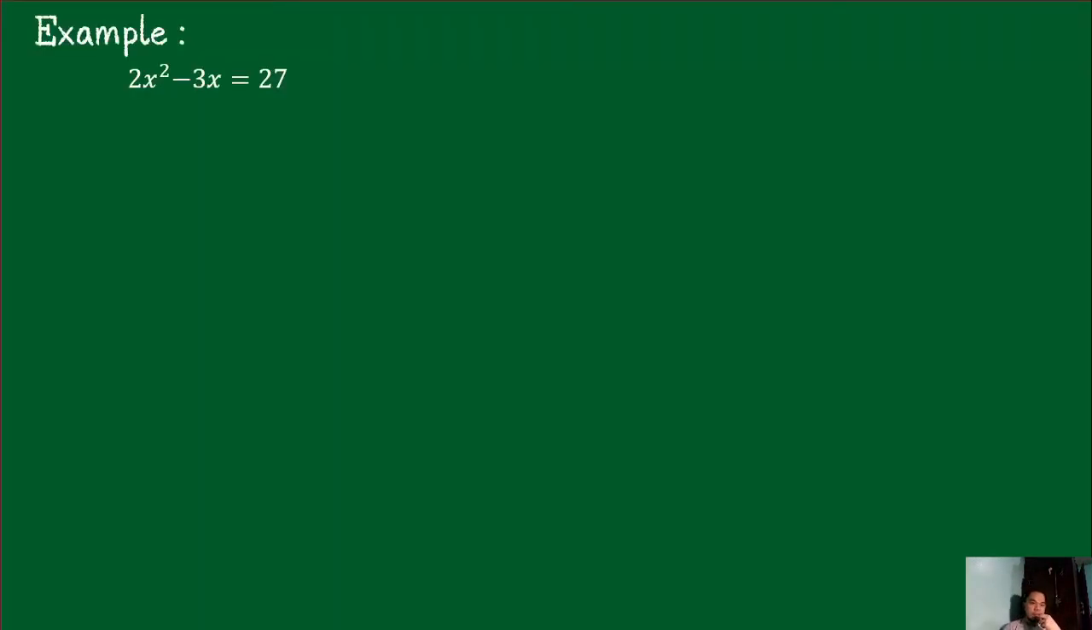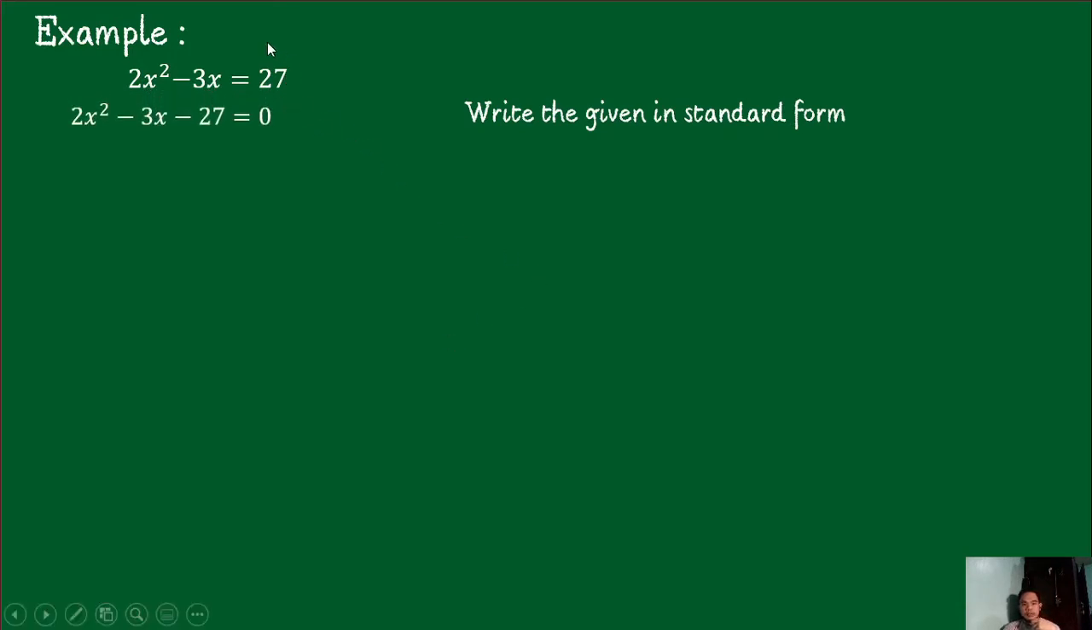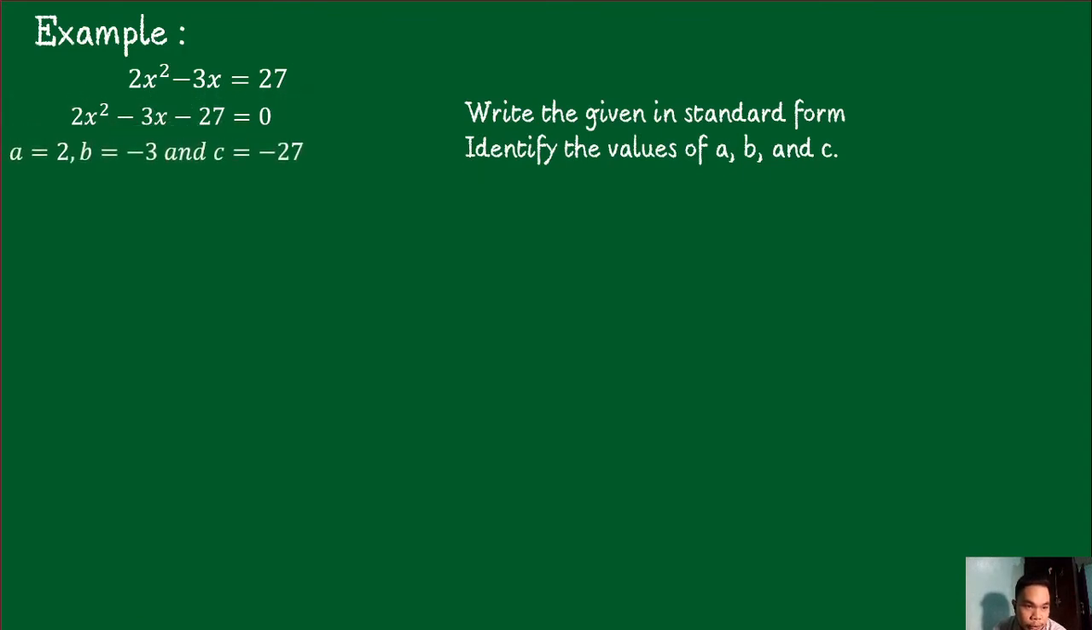Second example is 2x squared minus 3 equals 27. So again, we have to write the given in standard form. So we have to transfer 27 to the other side. That's why it will become minus 27. Then identify the values of a, b, and c. A is equal to 2, while b is equal to negative 3, and c is equal to negative 27.